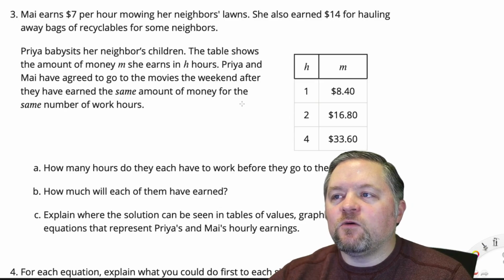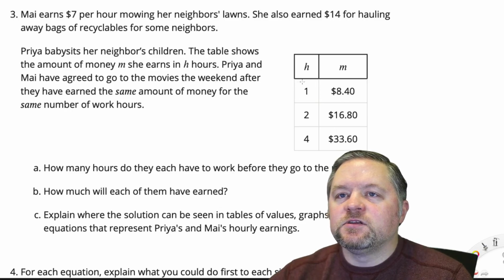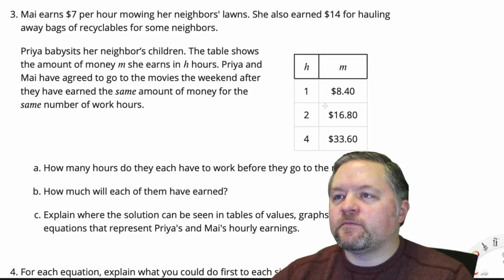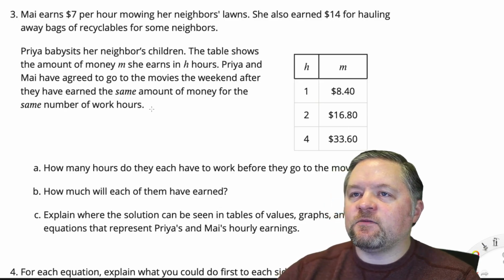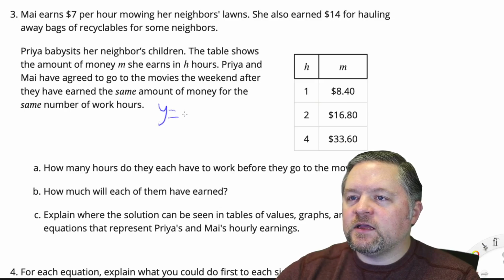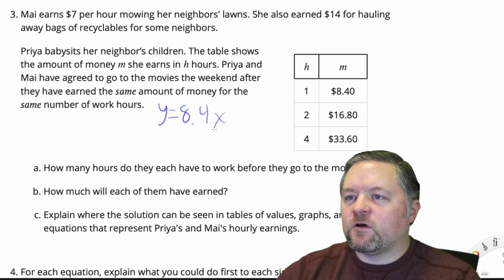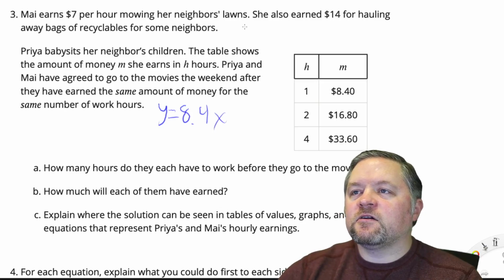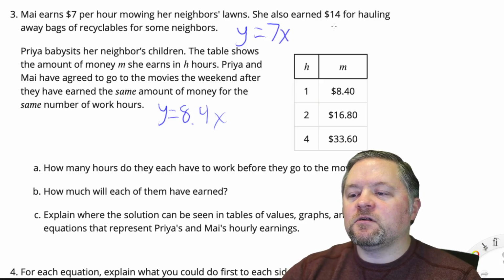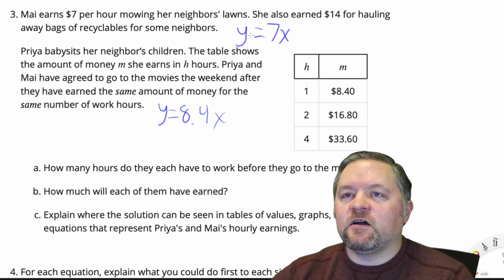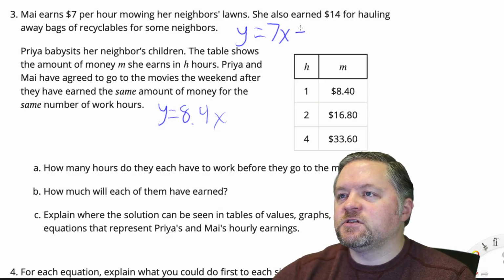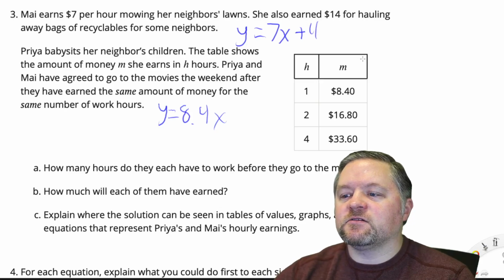So we want to know where both of these things are equal to each other. So if I look at Priya, it looks like she makes $8.40 an hour. So that would be y equals 8.4x. Mai earns $7 per hour. Per means we've got the variable there. She also earned $14 for hauling away bags of recyclables. So she also got $14.